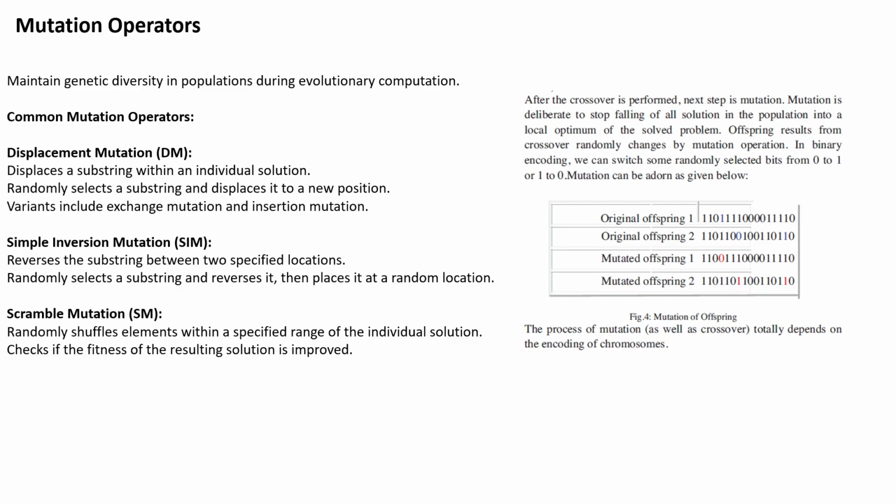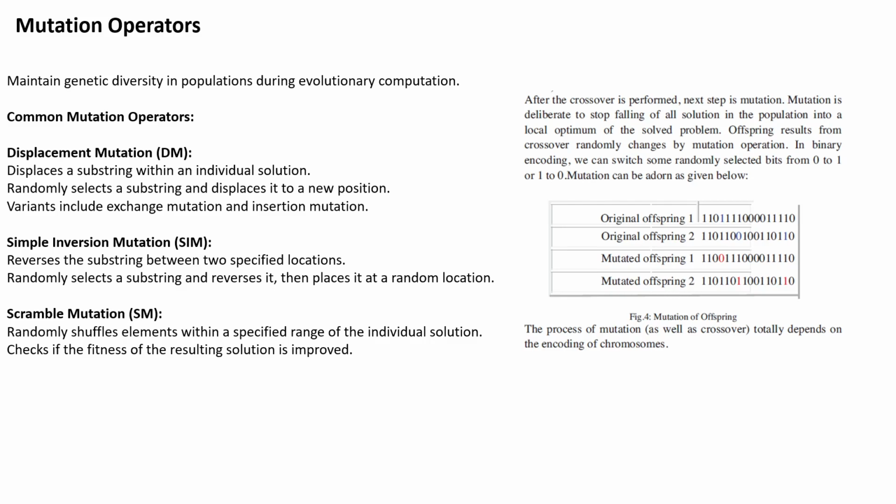and there are certain common mutation operators like displacement mutation. What it does is it displaces a substring within an individual solution; it randomly selects a substring and displaces it to a new position. Variants include exchange mutations and insertion mutations. You can imagine these as transposable elements in the DNA, which can travel from one part of the DNA to another. These are known as displacement mutations.